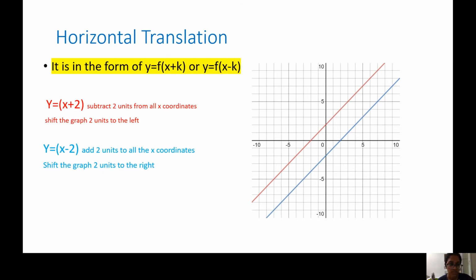Y equals x plus 2 is the one in red. Subtract 2 units from all x coordinates, or you can say shift the graph 2 units to the left. The y coordinate remains the same. Y equals x minus 2 means you have to add 2 units to all x coordinates. Shift the graph 2 units to the right, which is the one in blue.